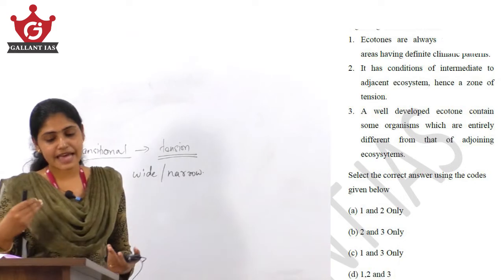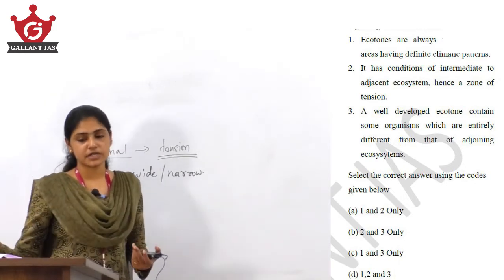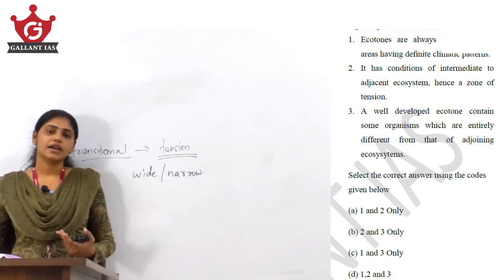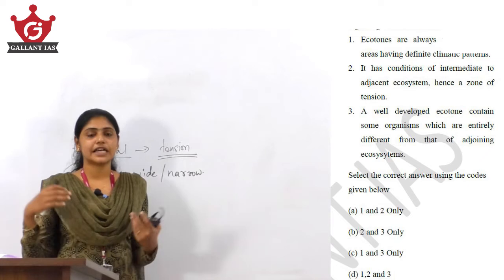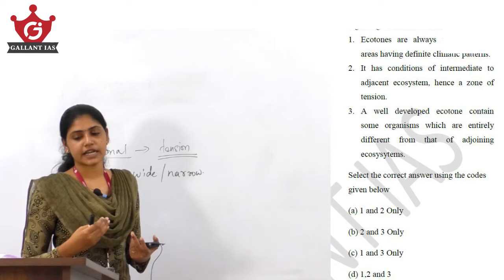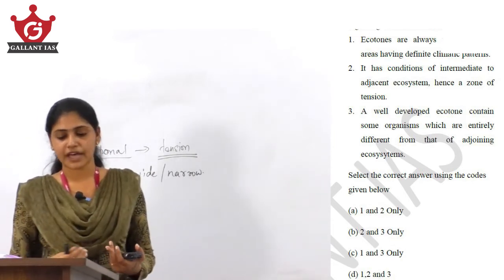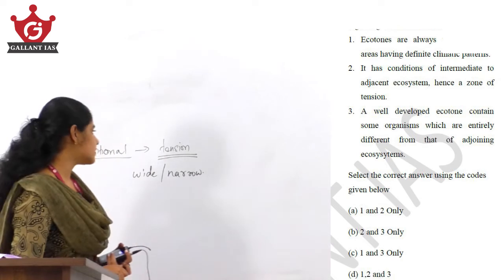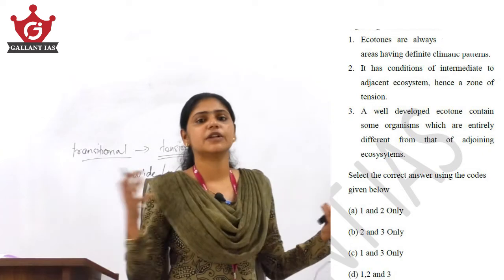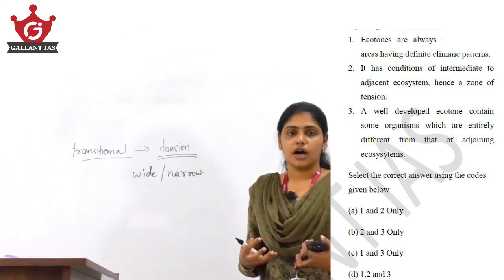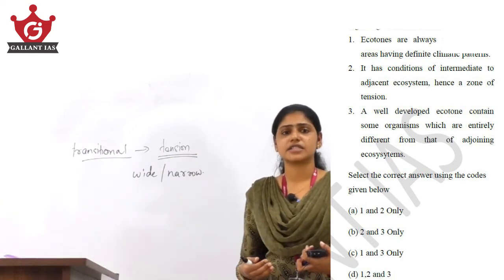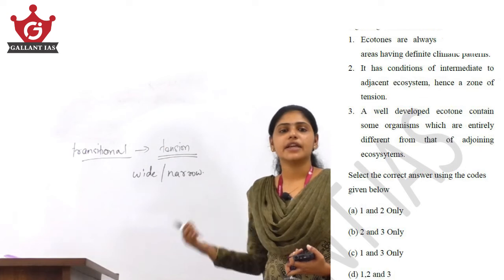That is, it has conditions of intermediate to adjacent ecosystem, hence a zone of tension. Yes, they are being influenced by the adjoining ecosystem, hence we can say that that particular zone is a zone of tension. Third statement: a well-developed ecotone contains some organisms which are entirely different from that of adjoining ecosystems. When ecotones are well developed, that means they are being continuously influenced by the adjoining habitats or ecosystems. So the species and their characteristics are all influenced by the adjoining ecosystem.